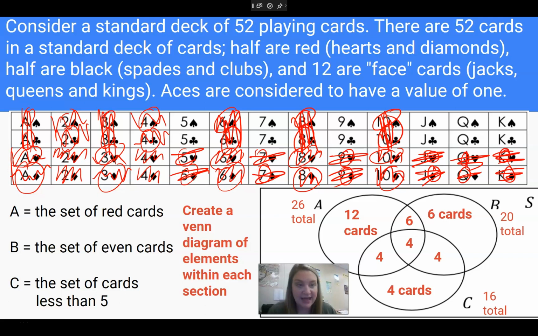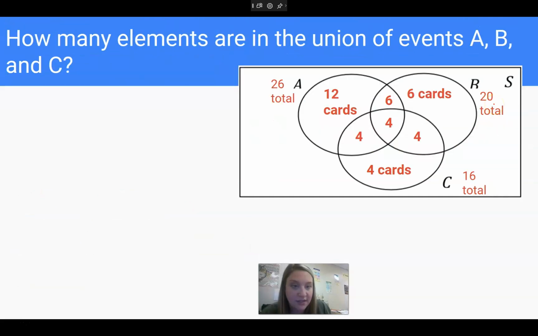I still have cards that haven't been picked, right? That don't fall into any of those categories. Okay, well, that's going to be the number that goes on the outside. So we have 1, 2, 3, 4, 5, 6, 7, 8, 9, 10. There are 12 cards that didn't fall into anything. Okay? 12 cards out here that don't fall into any of my elements. Okay?